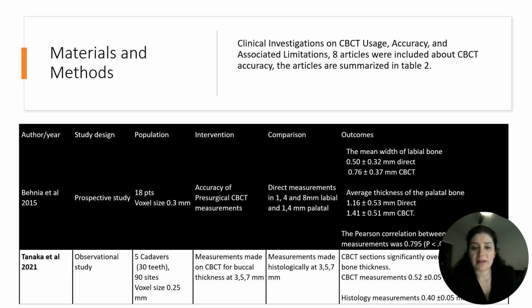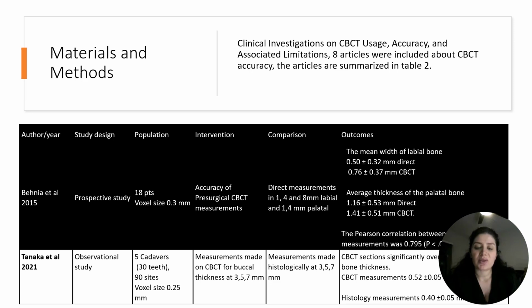Basically, here we will find a table of all the studies that were included about the CBCT accuracy, especially its accuracy in detecting dehiscence and fenestrations. We will start with Benya et al. in 2015, which was a prospective study. It had 18 patients. Their voxel size was 0.3 millimeter. They compared the accuracy of pre-surgical CBCT measurements with direct measurements on labial and palatal bone. And they came up with these results that we can see here on the side.